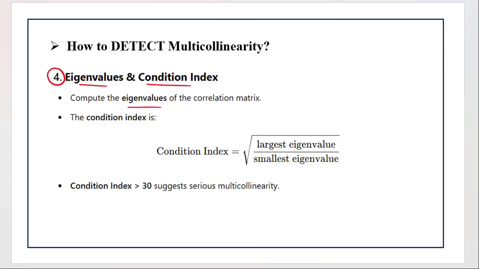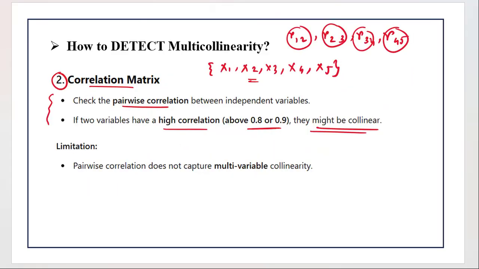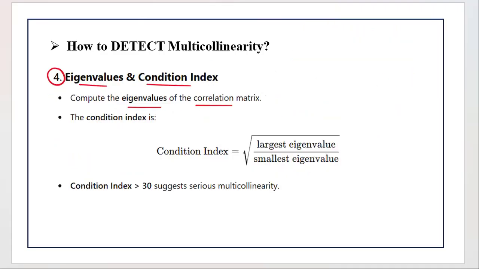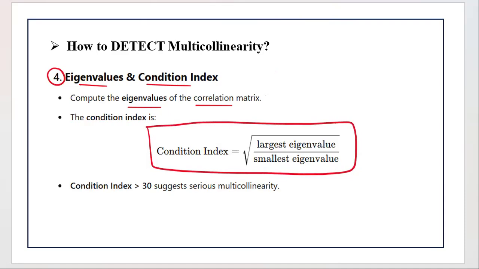So compute the eigenvalues for the correlation matrix that we have talked about. The condition index is the square root of the largest eigenvalue over the smallest eigenvalue. This is generally not required for your undergraduate level, but when you go to postgraduate or PhD coursework, then you will need this kind of method.